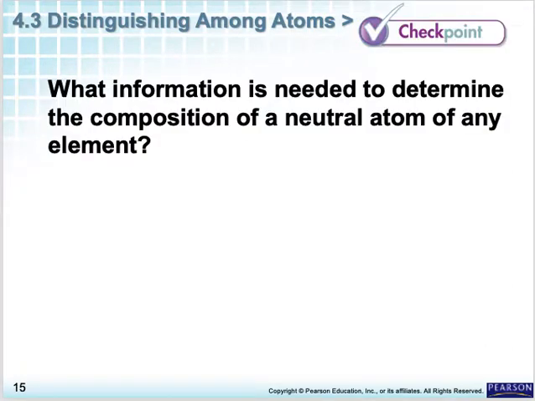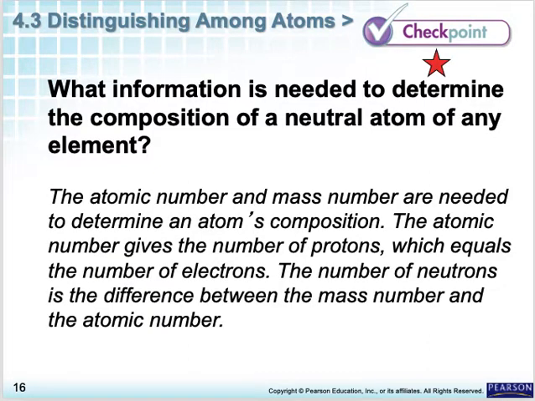What information is needed to determine the composition of a neutral atom of any element? Well, you have to know the atomic number and mass number. If you're given the number of protons or the number of electrons, you would be able to figure out the atomic number. If you were given the number of neutrons, you would be able to figure out the mass number, and so on. And we did a whole worksheet on that.